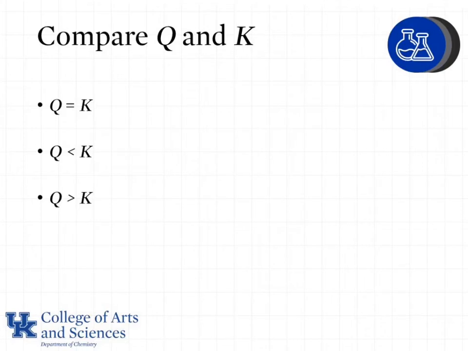Once we've determined the value of Q, we can compare that to the value of K to figure out if a system is at equilibrium or not, and if not, which way the reaction is going to proceed to reach chemical equilibrium. Let's look at the first example of Q equals K. So when Q equals K, it tells us that our system is at equilibrium, which means that if Q is less than K or Q is greater than K, we are not at equilibrium.